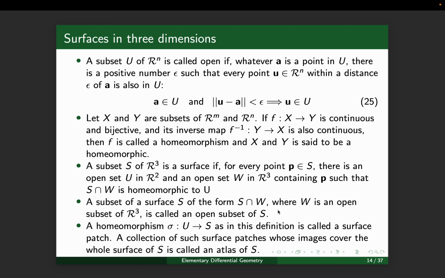A subset of a surface S of the form S intersection W, where W is an open subset of R3, we call an open subset of S. A homeomorphism that exists between the open set U in R2 and the open set of the surface S in R3, we call a surface patch. A collection of such surface patches which forms the whole surface S is called an atlas of S.